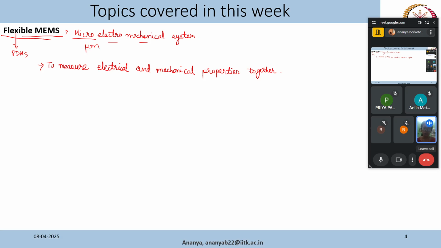So SU8 is normally used in MEMS systems because it is normally biocompatible and very hard. It's a negative photoresist. After exposure it becomes very hard, and it gives a good aspect ratio, and it is easier to use in MEMS systems. Okay, so that was electrode 1, and using that electrode, we can measure the electrical properties of the tissue. So we had both a way to measure mechanical and electrical properties.